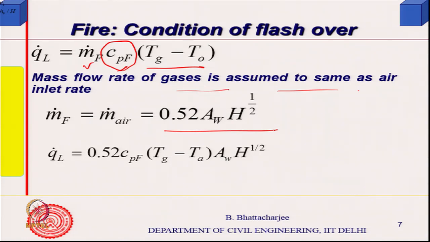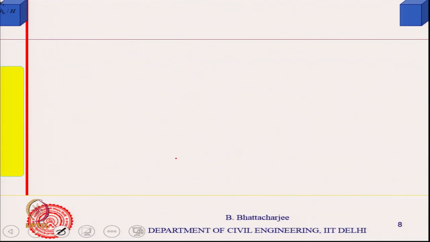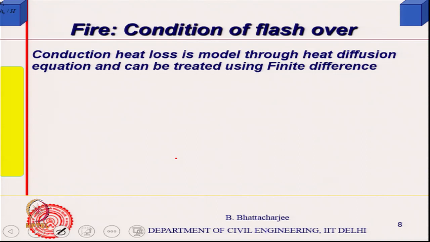and we can get an expression of this form in terms of A W h to the power half. Tg is my unknown so far, Ta is the ambient temperature. Here I can't neglect Ta, the ambient temperature, because the difference would be 1000 minus 25. So, something of that kind would be there. You can assume it is more or less not very large.